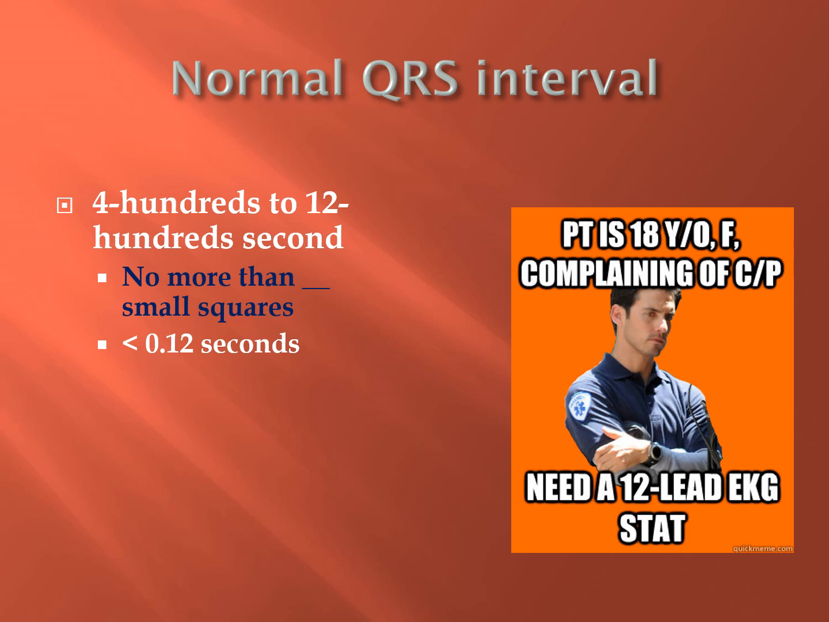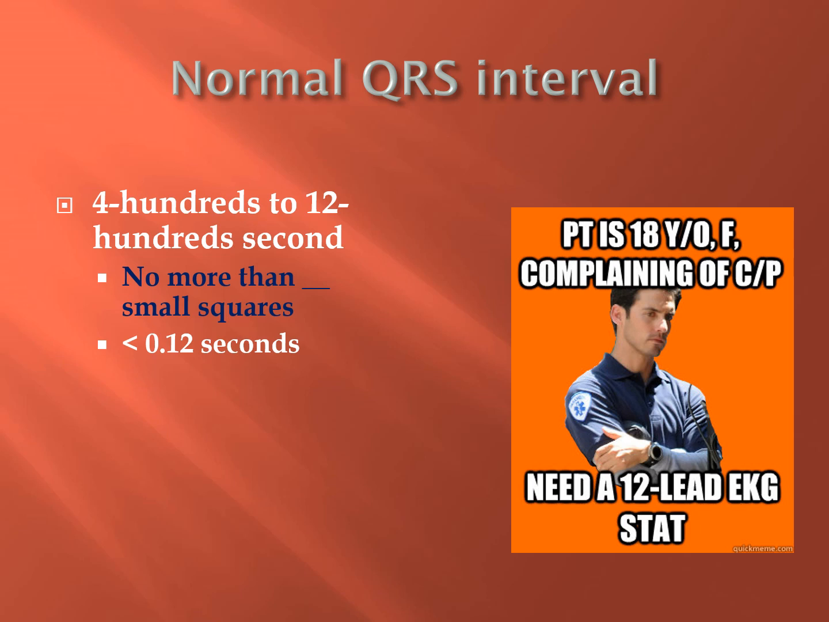Normal is 4 hundredths to 12 hundredths of a second. I know what that picture said, but a normal is 4 hundredths to 12 hundredths of a second. So it should be no more than 3 small squares, or less than 0.12 seconds. So same thing, no more than 3 small squares or less than 0.12 seconds.